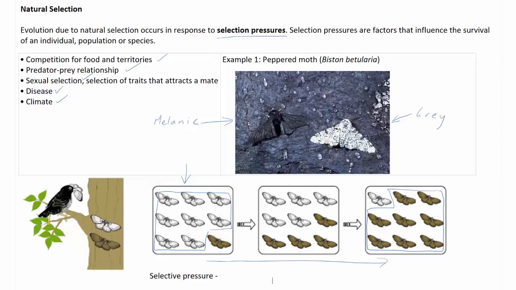The selective pressure in this example is predation. This is an example of predation causing evolution due to natural selection. And this is because predation is the pressure that is influencing survival of the individuals in that population.